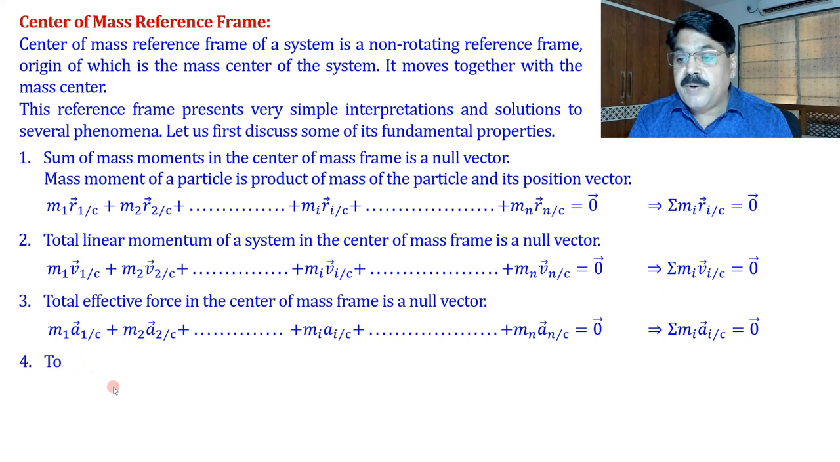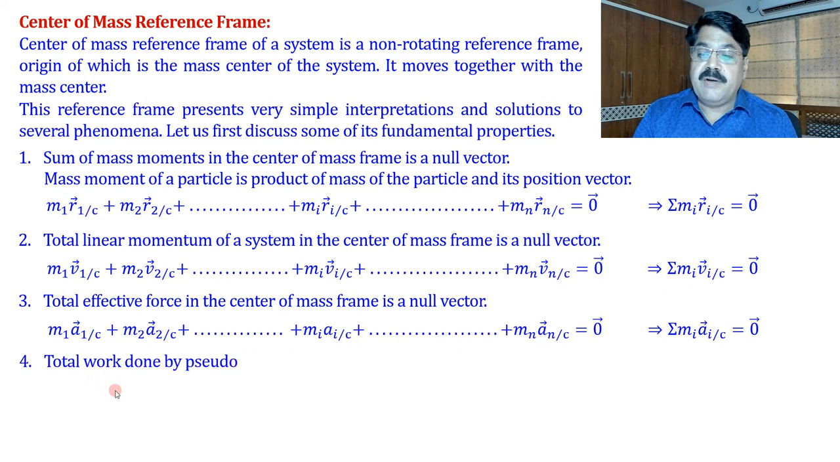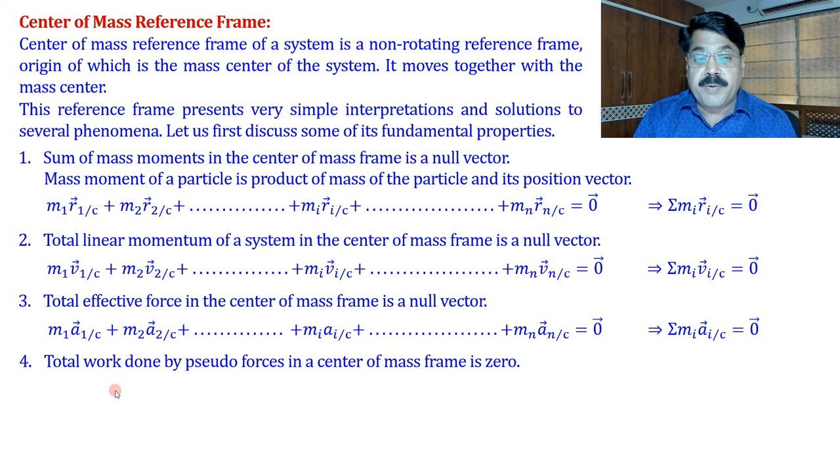What is the next property? Total work done by pseudo forces in a center of mass frame is zero. That is again a very important property. So when we use the work energy method in the center of mass frame, in addition to physical forces, if the center of mass is accelerated, we have to account for work done by pseudo forces also, and fortunately total work done by pseudo forces in the center of mass frame is becoming zero. So it is a great simplicity.